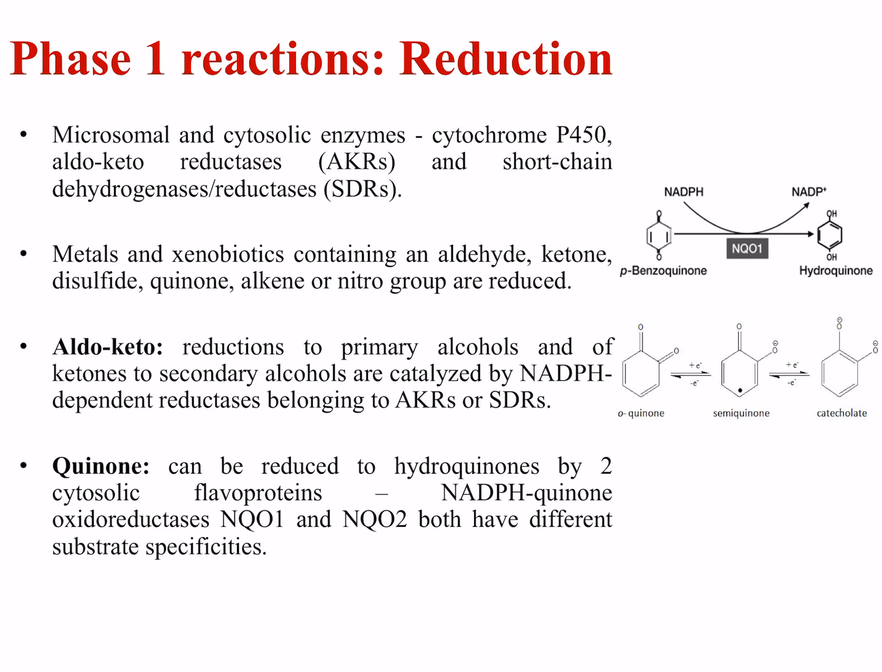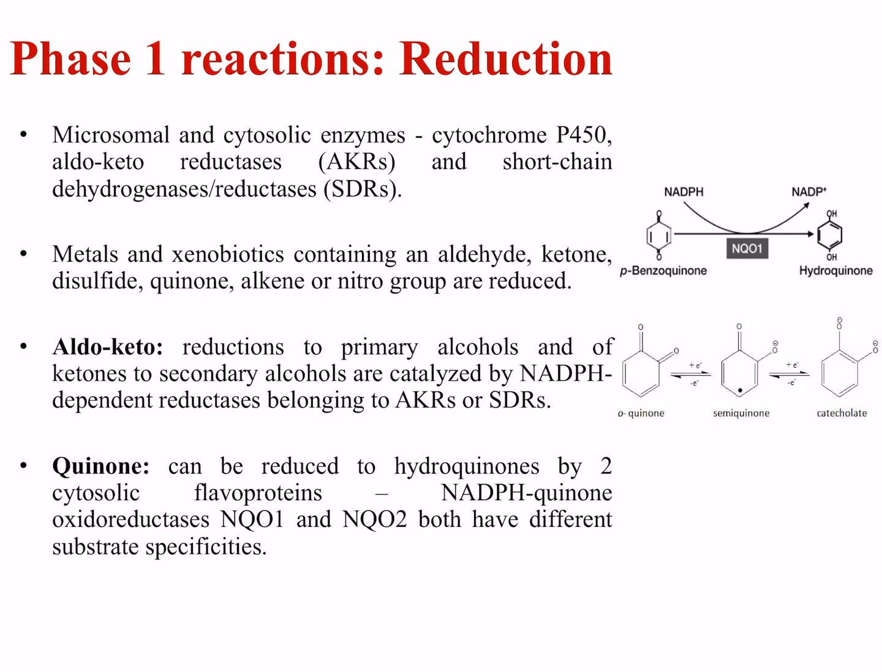Phase 1 reduction reactions are also carried out by microsomal and cytosolic enzymes, such as the cytochrome P450 family, the aldo-keto reductases, and short-chain dehydrogenases or reductases, or SDRs. Metals and xenobiotics containing an aldehyde, ketone, a disulfide group, a quinone, an alkene, or a nitro group end up being reduced. Aldo-keto reactions involve reductions of aldehydes to primary alcohols and of ketones to secondary alcohols that are catalyzed by these SDR enzymes. Quinones can be reduced to hydroquinones by two cytosolic flavoproteins known as NQO1 and NQO2, and both have different substrate specificities.